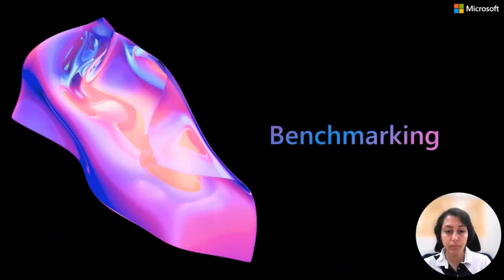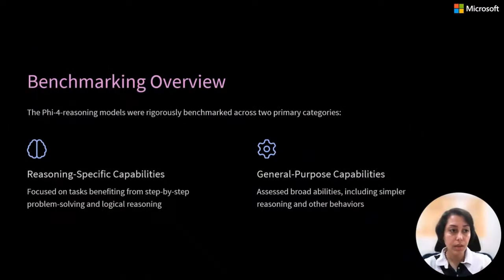Now let's take a look at the benchmarking of the models. So the Phi-4 models, including the reasoning and reasoning plus, have all been rigorously benchmarked across two primary categories. The first one is reasoning specific capabilities that focus on tasks that benefit from this step-by-step problem solving and logical reasoning. And the second one is general purpose capabilities that are broad abilities, including simpler reasoning and other behaviors.